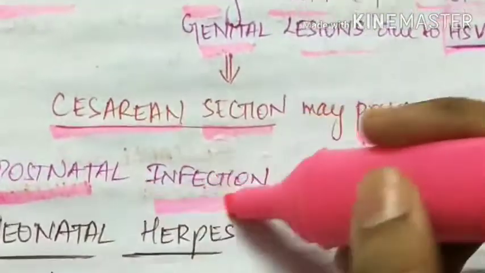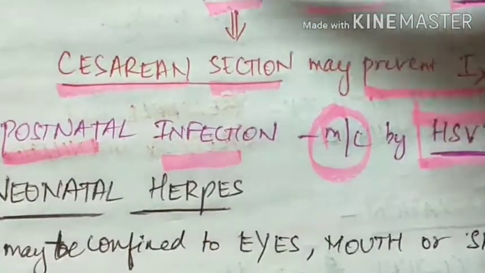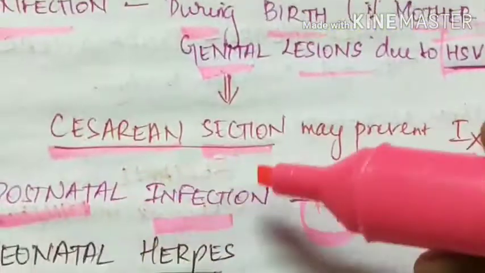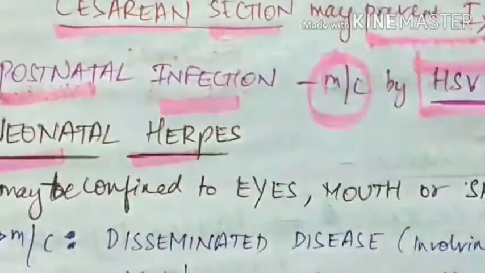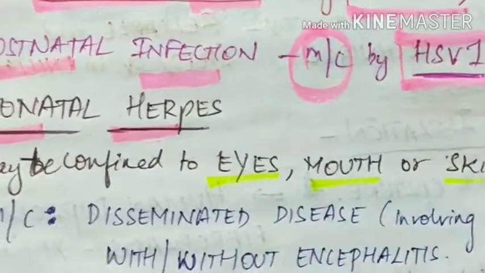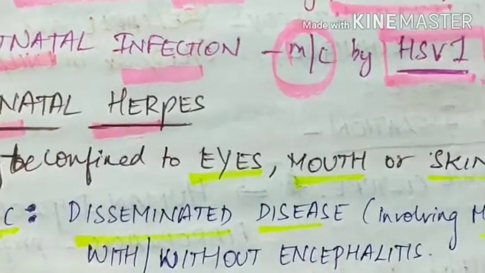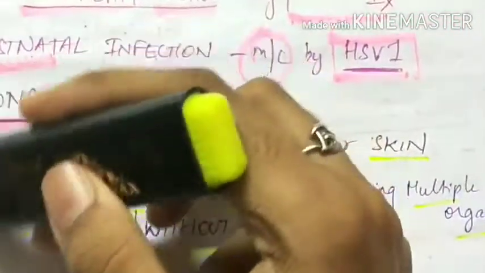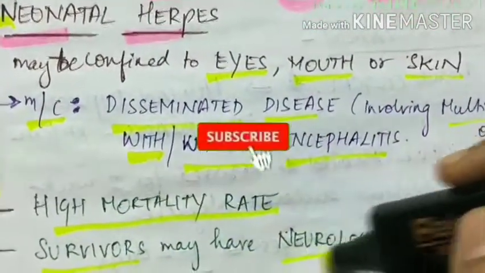Next is postnatal infection. This is most commonly caused by HSV1. So the infection during birth is most commonly due to HSV2, whereas postnatal infection is most commonly by HSV1. Neonatal herpes may be confined to eyes, mouth or skin, and it most commonly presents as disseminated disease involving multiple organs with or without encephalitis. This neonatal herpes has high mortality rate and the survivors may have neurological impairment.